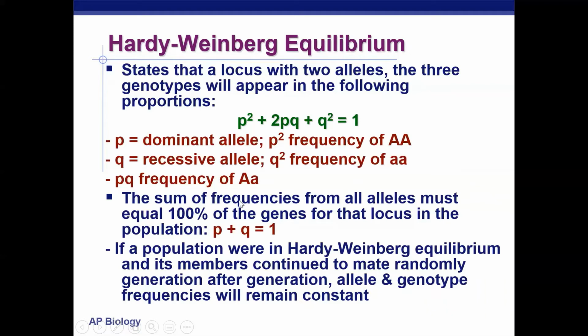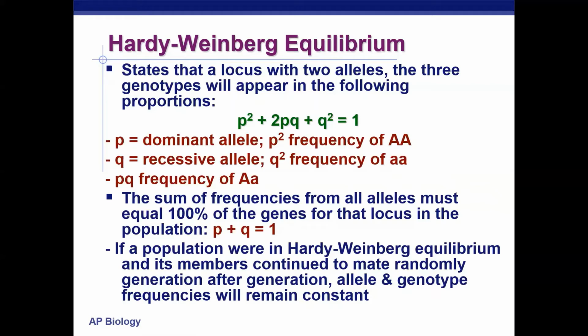These are allele frequencies. Now, if a population, once again, is in Hardy-Weinberg equilibrium and its members continue to mate randomly, generation after generation, allele frequencies and genotype frequencies remain the same. But once again, when you apply that to most populations, that's not going to happen. They're evolving.